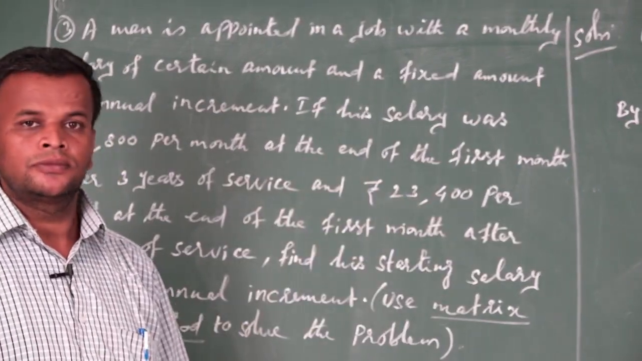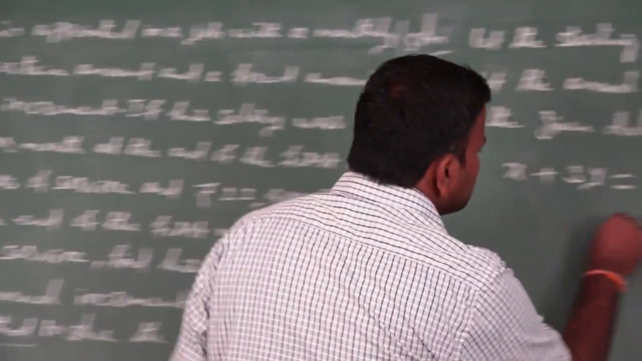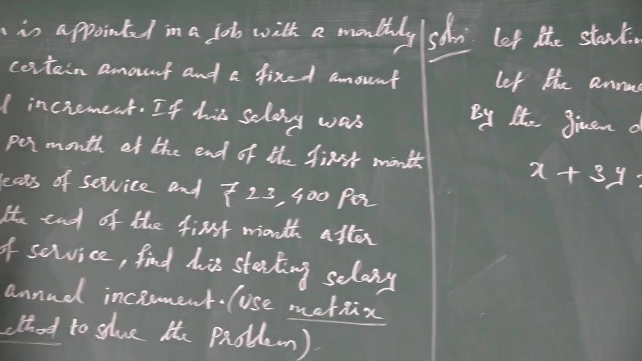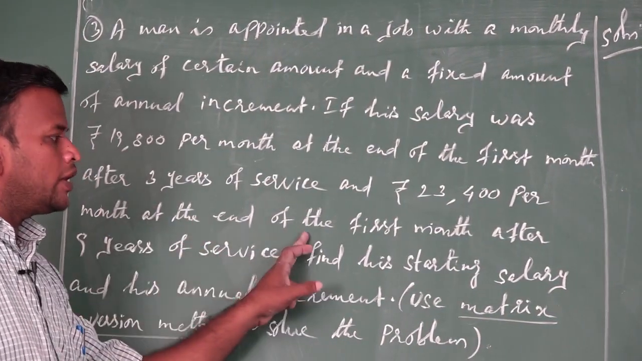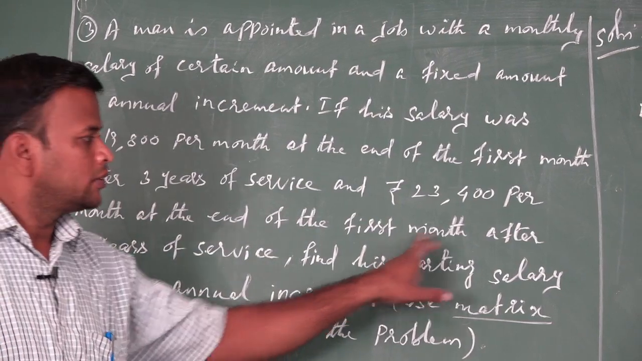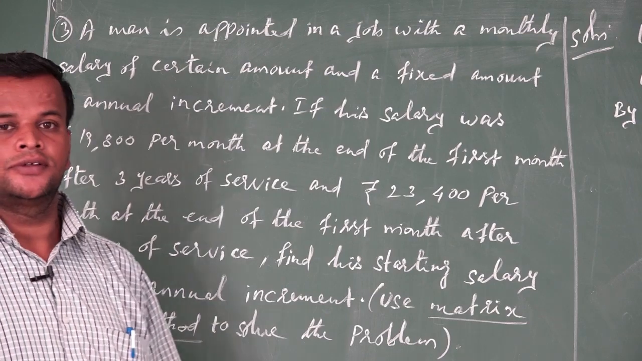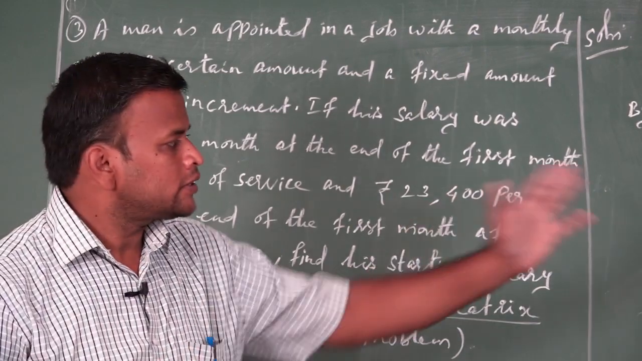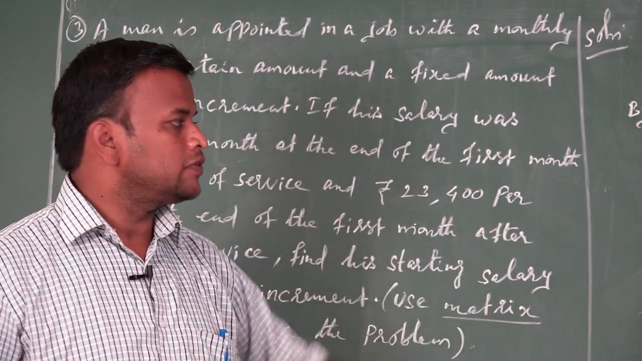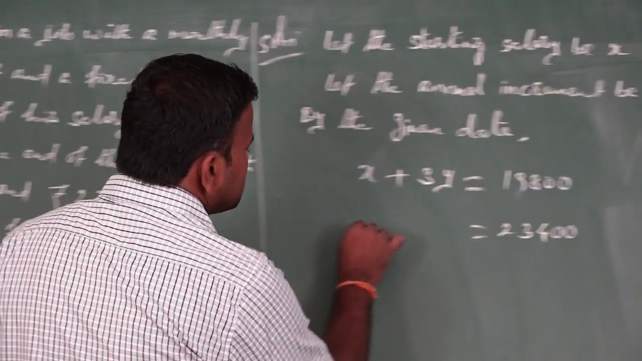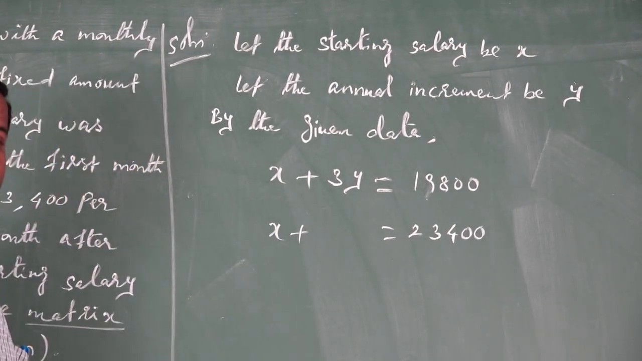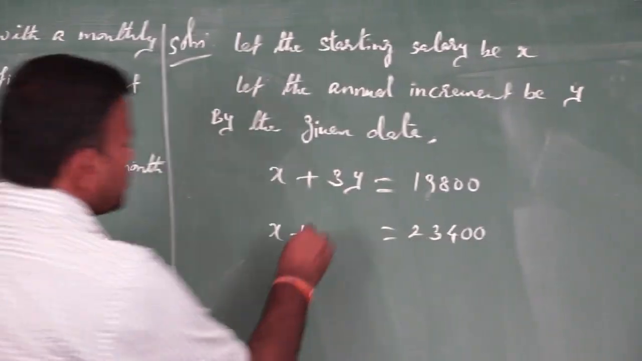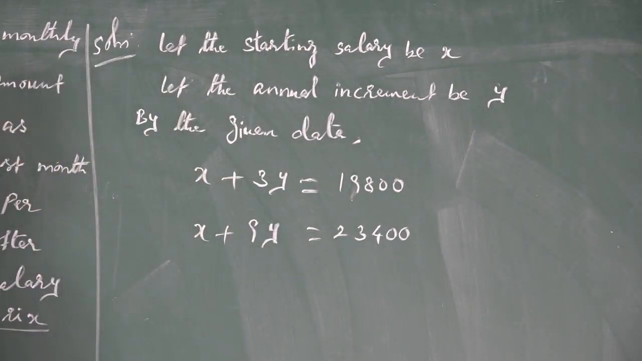Next, 23,400 is the amount we get per month at the end of the first month, after 9 years of service. So 9 years of service is over, and the 10th year first month salary is 23,400. How to find the equation? The starting salary is always x plus the number of years of service completed, which is 9 years. So 9y, and x plus 9y is equal to 23,400.